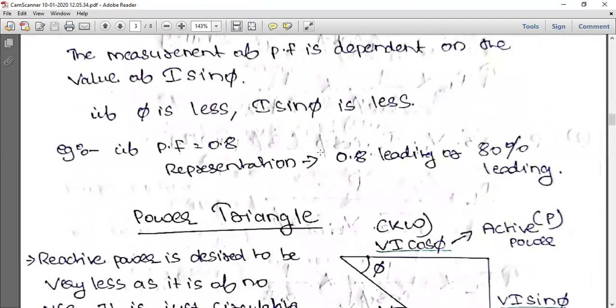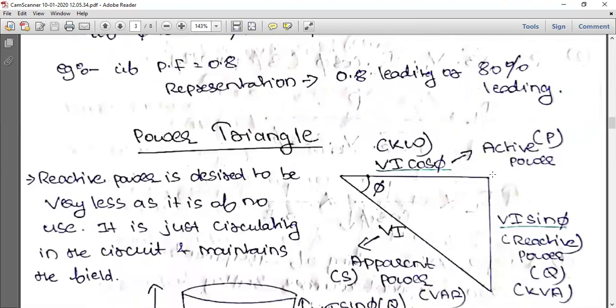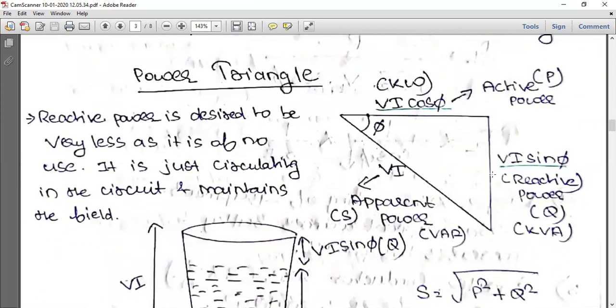For example, if a power factor is given as 0.8, it will not be a resistive one, because that would be unity. So it should be mentioned as a leading power factor or a lagging power factor, just to understand. It can also be written in terms of percentage, 80%.